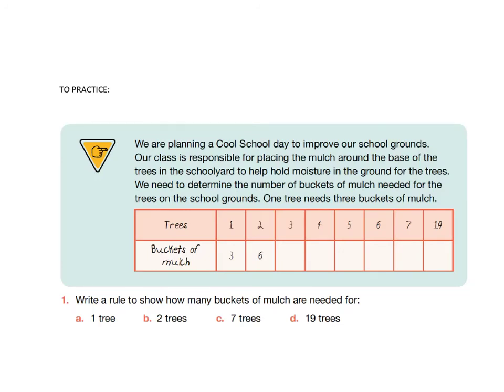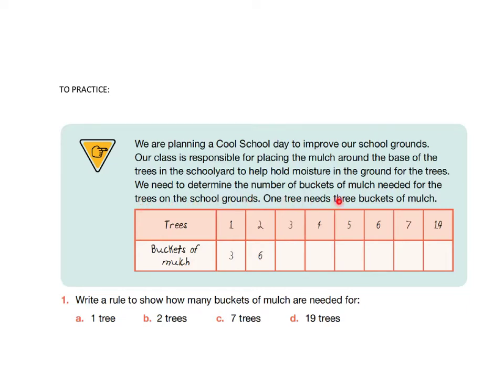All right, now you're going to do some practice. Okay, you're going to look at a problem. I'll read it for you so that you don't have to worry about the reading comprehension of it and the decoding of words. And then you will need to determine what information is important and continue the pattern to answer the problem. All right, so we are planning a cool school day to improve our school grounds. Our class is responsible for placing the mulch around the base of the trees. Now the mulch is the bark, chips, and such in the schoolyard to help hold moisture in the ground for the trees. We need to determine the number of buckets of mulch needed for the trees on the school grounds.